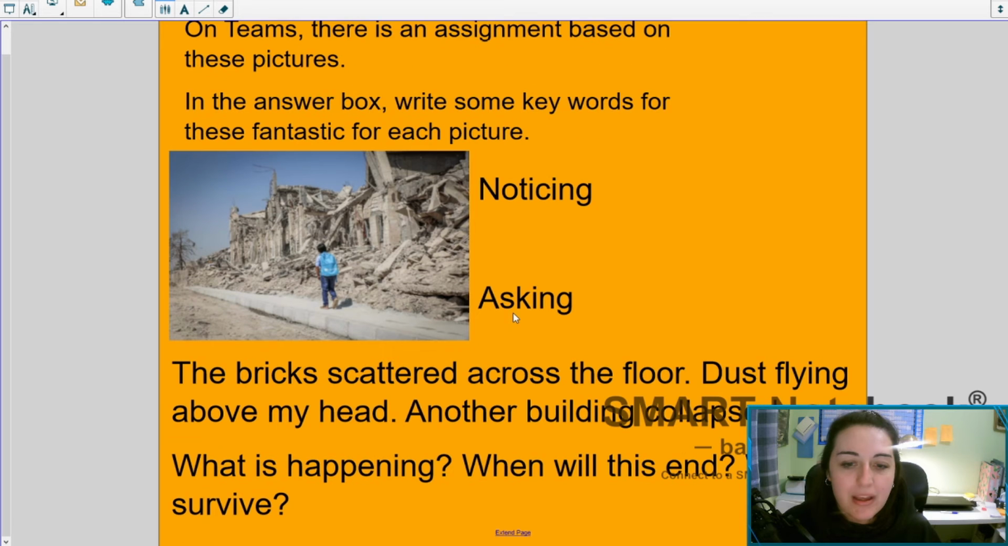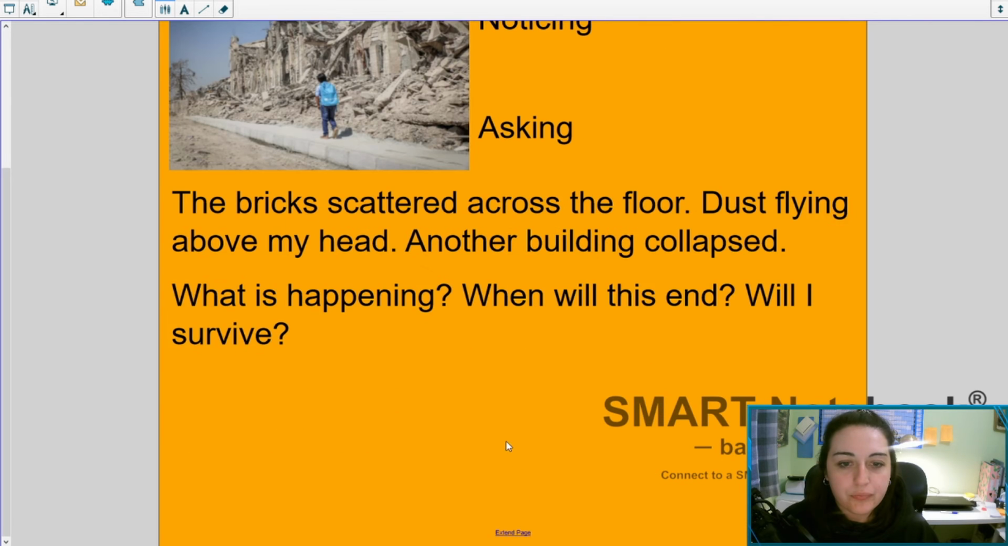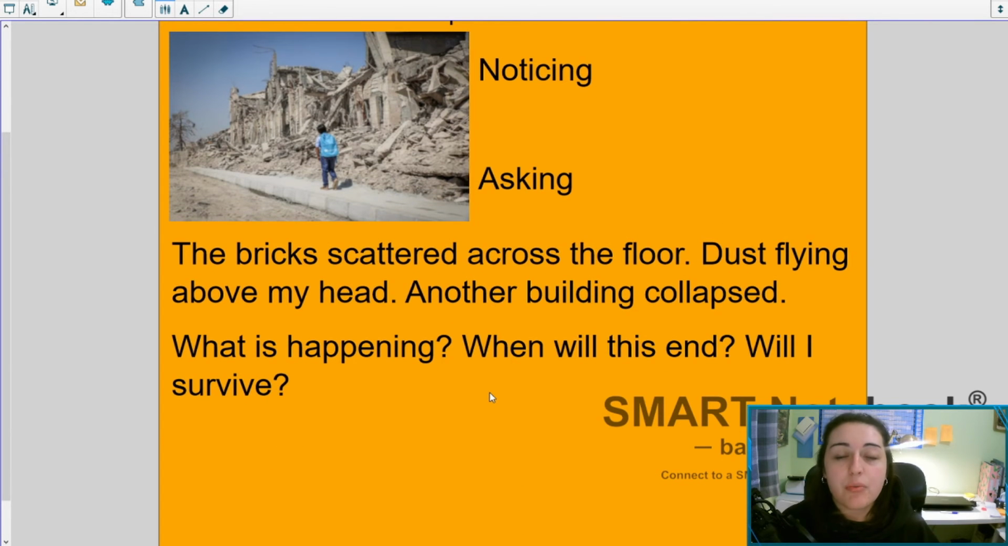Now, I've done a little bit of an example here. So this is actually one of the pictures that you have and the 2 fantastics you've got. And I've written down my keywords and sentences that are to do with those fantastics. So this first one here, I've looked at the noticing. So I have focused on everything that I can see in this picture. Now, I haven't done all of them. I've only done a really quick example for you, so you can make sure that you fill in all the things that you can notice.